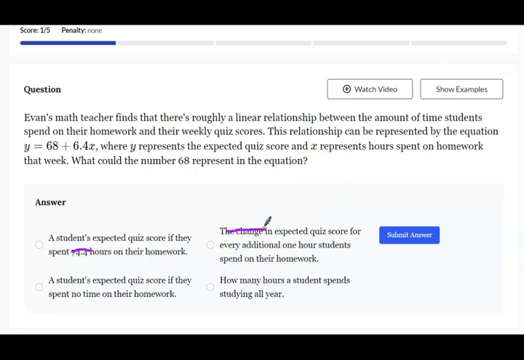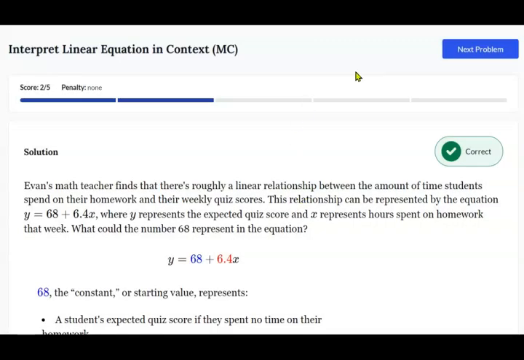It's not the change in their score. And it's not how many hours they spend studying. It's what they would get if they spent no time studying. So we're going to choose this one here because it's an initial value.